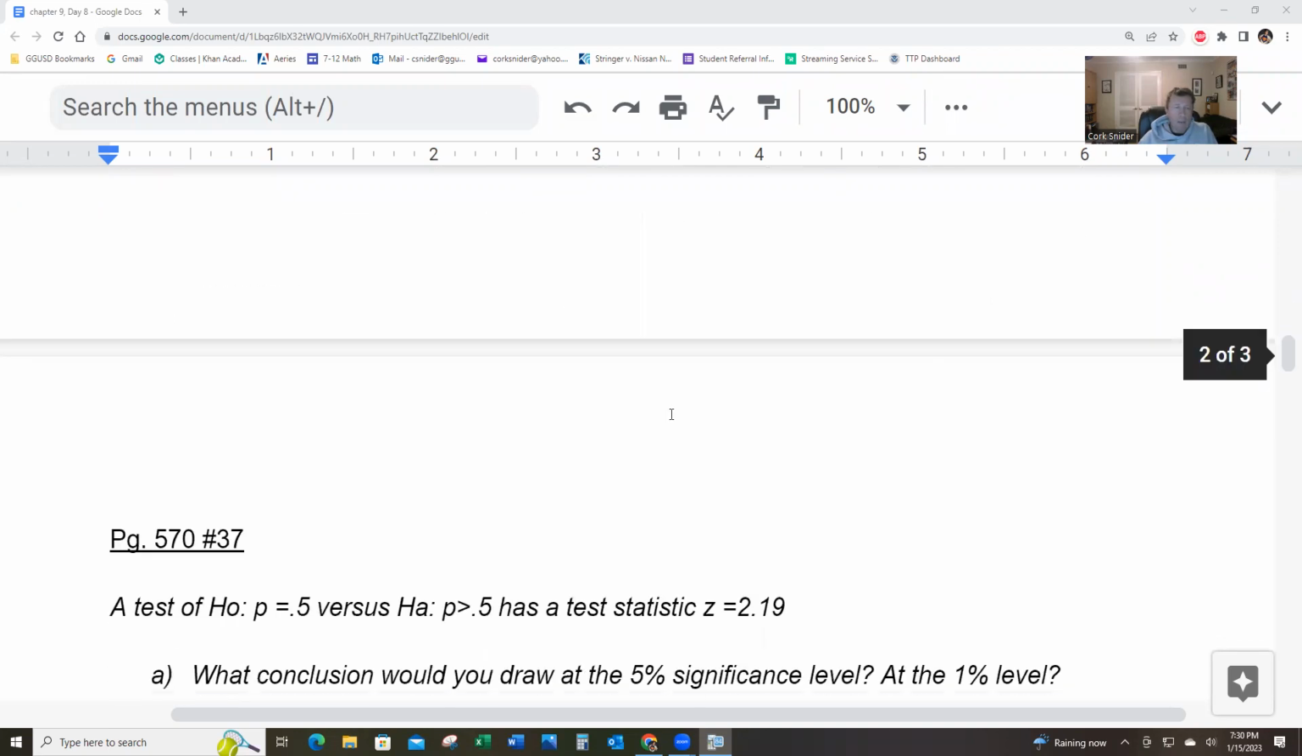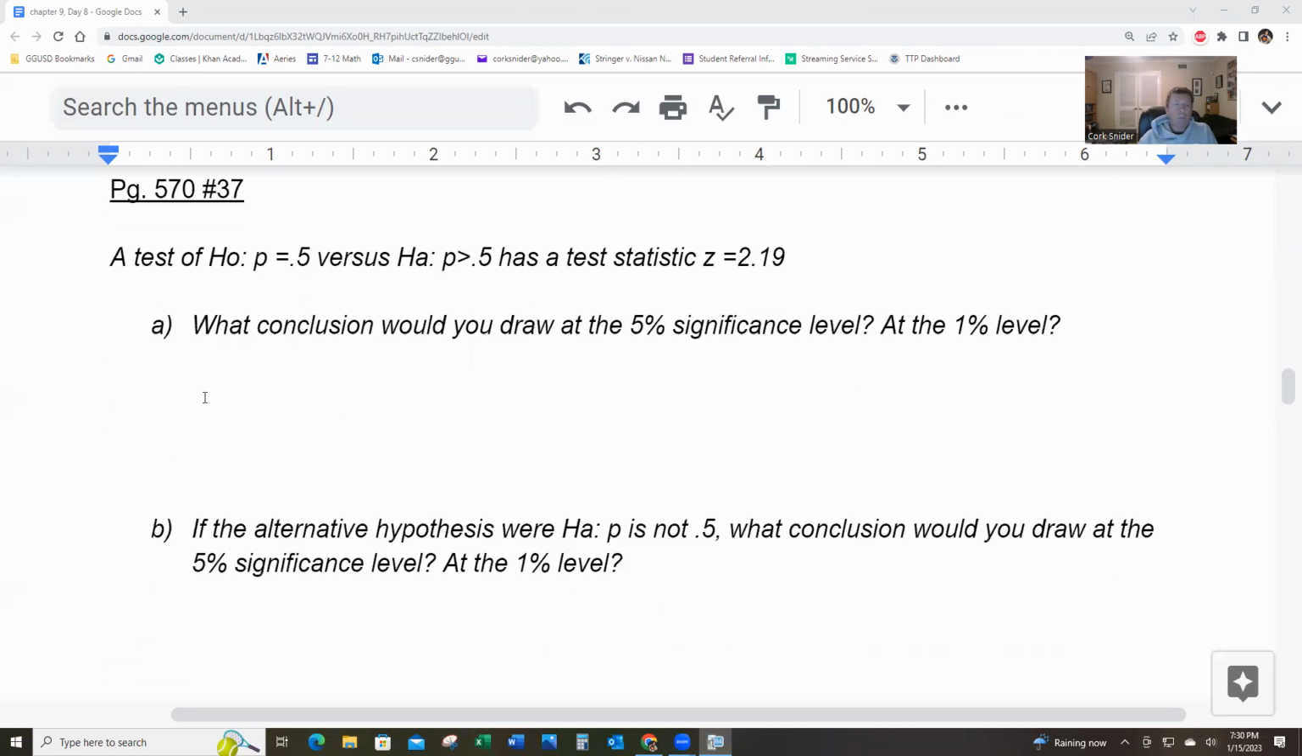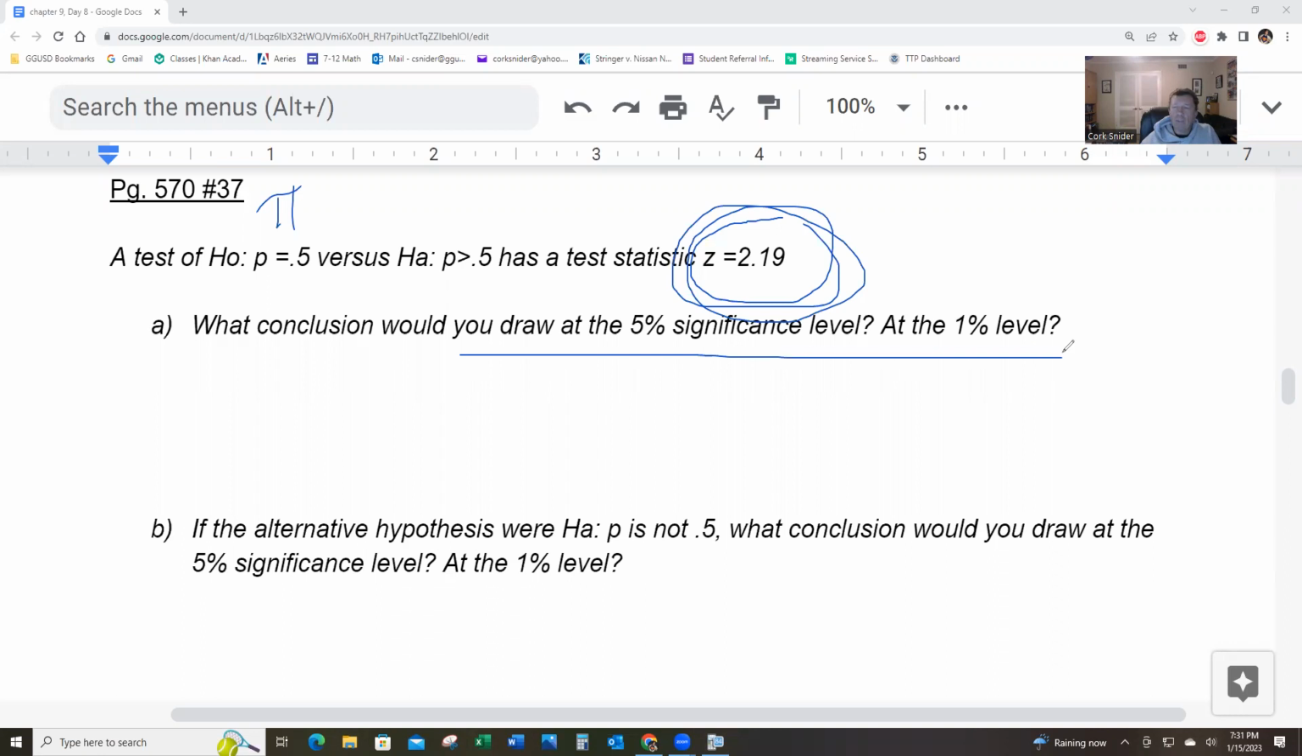That's pretty cool. Okay. So let's jump into page 570, number 37 now. So we got this 0.5 versus greater than 0.5 kind of deal here going. And again, what I usually call this pi. A lot of the book calls it p, no problem, either way. And there's your test statistic, 2.19. Now, what's interesting is if they give you the test statistic, they've done a lot of the work for you. And then it says, what conclusion would you draw at the 5% level?